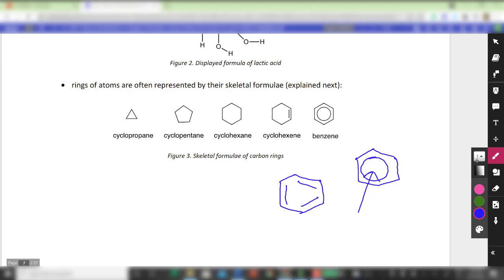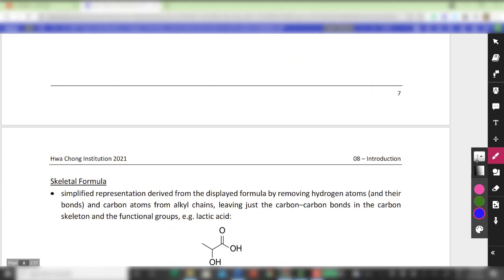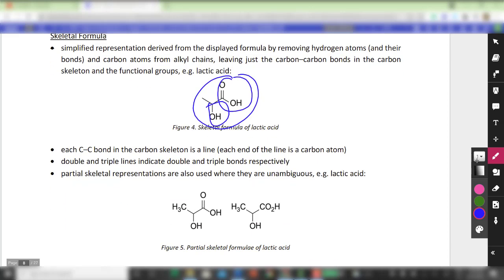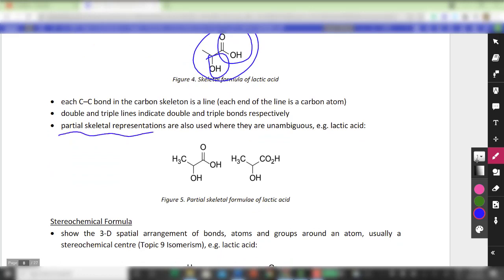So we usually just put a circle around it. Okay, and then the skeletal formula gives you the details you need. For example, one look at this, I know that lactic acid consists of a secondary alcohol and a carboxylic acid. So the secondary alcohol is here, the carboxylic acid is here. Okay. You can draw a partial skeletal representation.